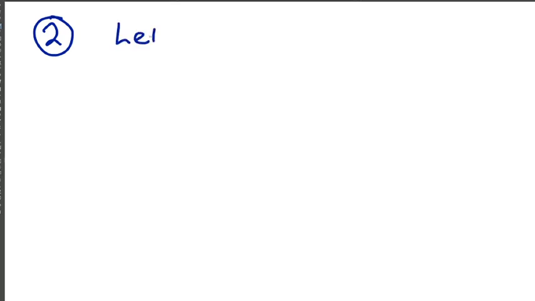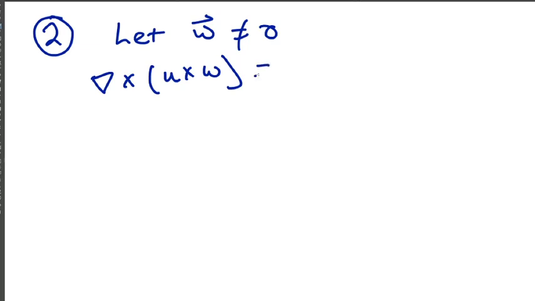Let the vorticity not be 0, and let's consider the nonlinear term. What is this del cross u cross omega term? What can we learn from this term? Well, before we proceed, let's recall a vector identity. Del cross for any vector A cross any vector B.